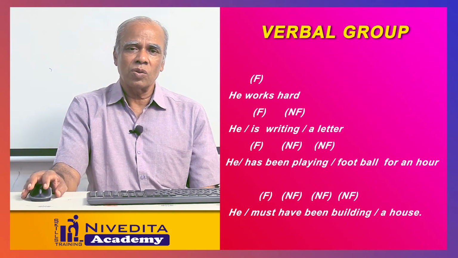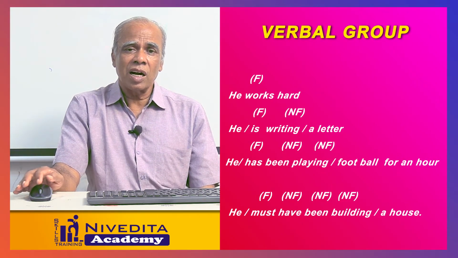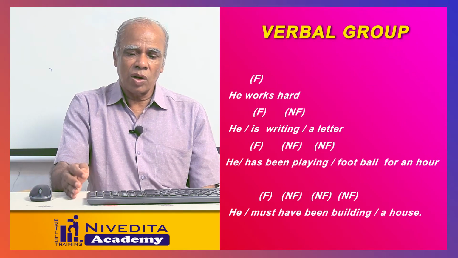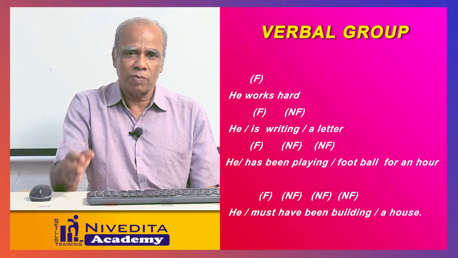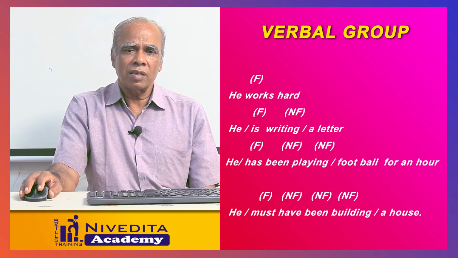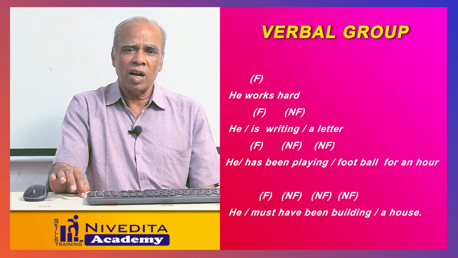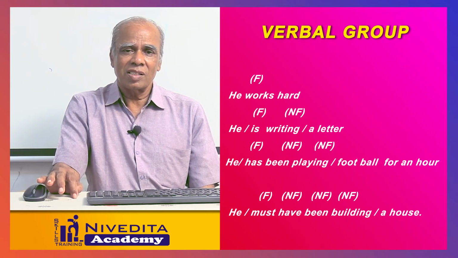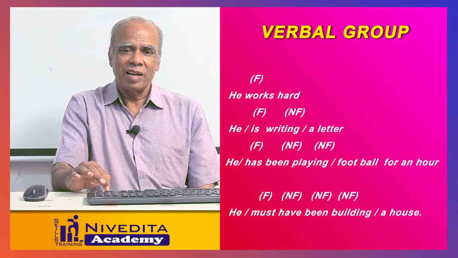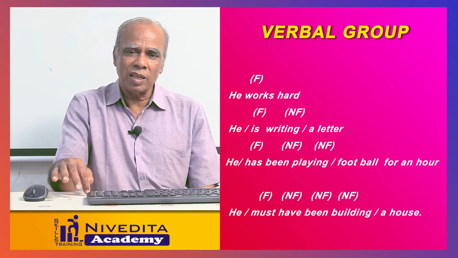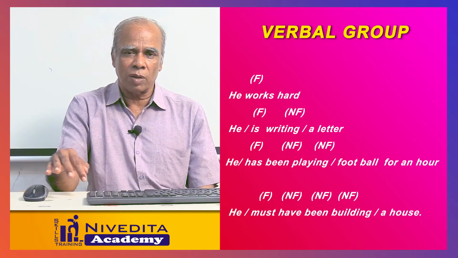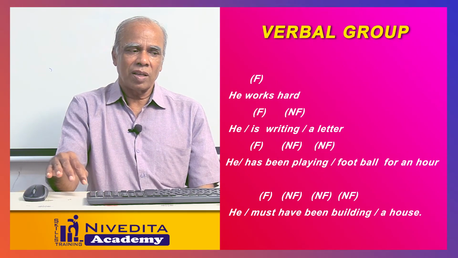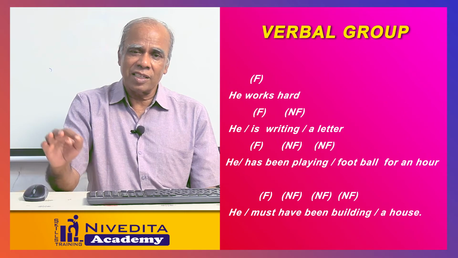In a negative sentence also, you say he does not work hard. You use not only after the first verb, that is the finite verb. He is not writing a letter. You use not after is. Is he writing a letter? It's a question. Once you bring the first auxiliary verb, the finite verb, before the subject, it becomes a yes-no type question. Okay. And then what is he writing?